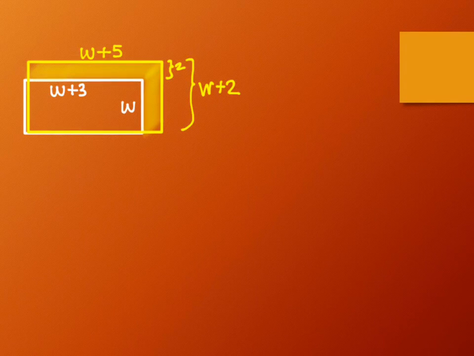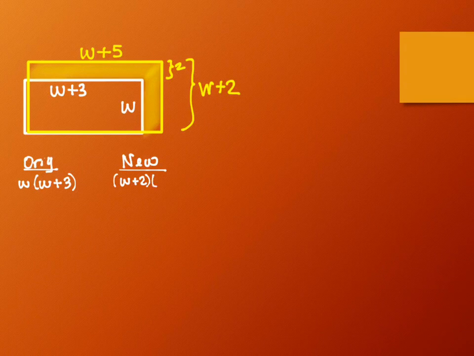Okay, so let's talk about our 2 fields. We have the original field, and then I have my new field. The original field had a length and width of W and W plus 3. The new field is W plus 2 and W plus 5. Agree? And if I've multiplied them together the way that I've written them, I've calculated each of their areas. So this is area number 1, and this new field is area number 2. Those are the areas of the individual fields.